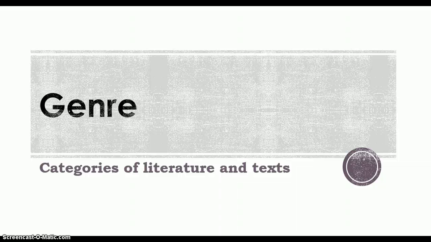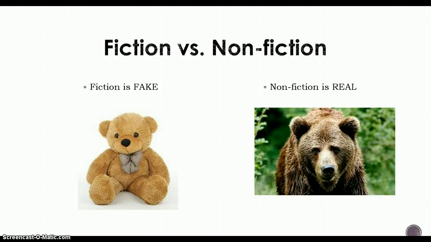Let's talk about genre. Genre is how we categorize literature and text. First, there are two main categories: fiction versus nonfiction. Fiction is fake and made up. Nonfiction is real.